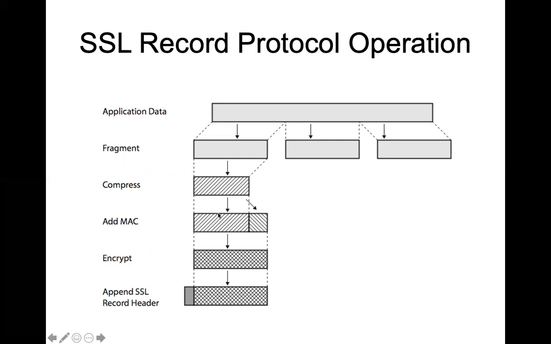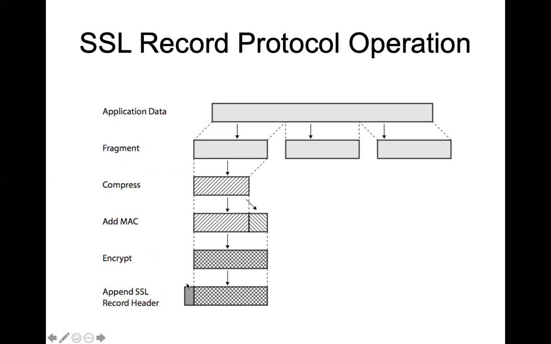You add a MAC. You compute a MAC on this compressed piece of data, and then you encrypt it. So the stuff over here is an encryption of the integrity protected compressed text. You append the SSL record header and then send off this packet.